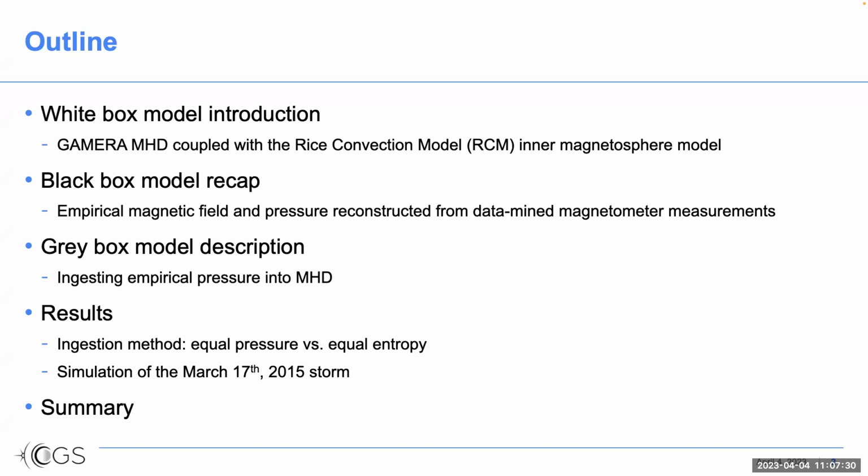So just a quick outline. First, I'm going to introduce the white box model that we're using, which is going to be the Gamera MHD model coupled with the Rice Convection Model, or RCM, in a magnetosphere model. And then we'll do a quick recap of what Grant showed last month, the salient points from that as far as the pressure reconstruction, and then talk about how we're going to combine those two into a gray box model, and then go through some results, including some interesting realizations we had in implementing the coupling, and then a quick example of the simulation applied to the March 2015 storm.